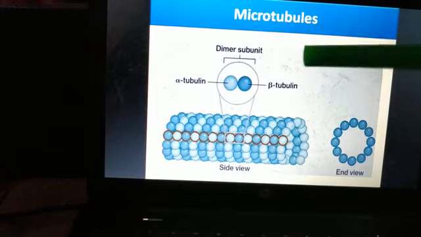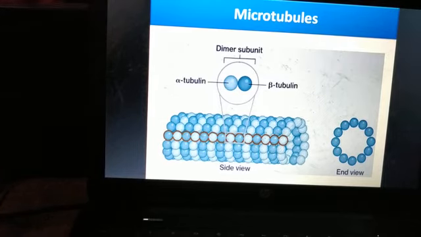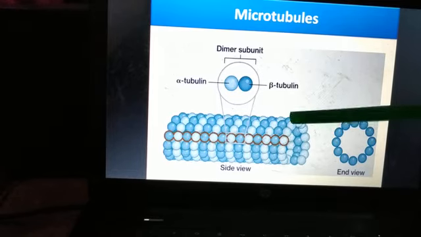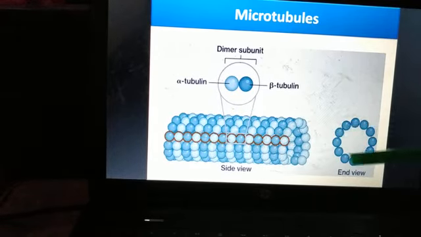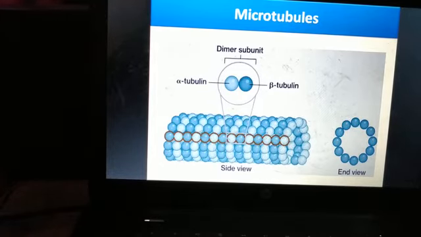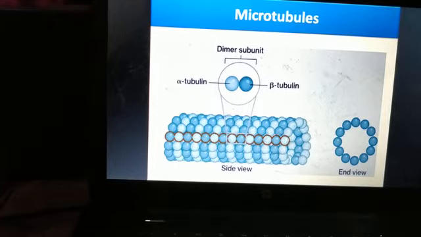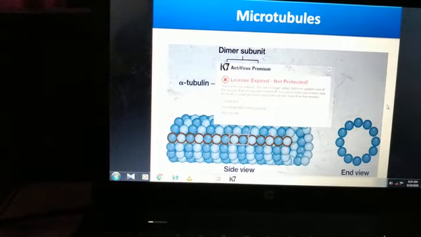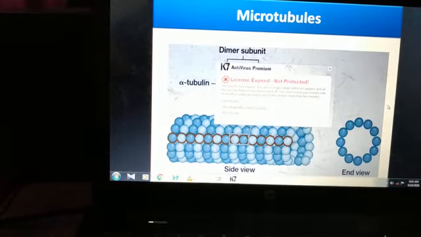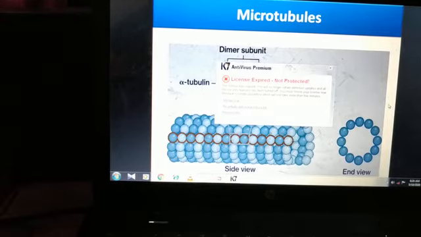First we'll see microtubules. So microtubules, these are hollow cylindrical like structures. So these are hollow, from inside it is hollow. You can see here. These are hollow cylindrical structures that are made up of a protein called tubulin protein. So they are made up of tubulin. And they are found in cilia, flagella and spindle fiber.